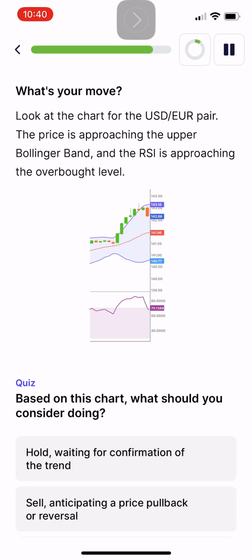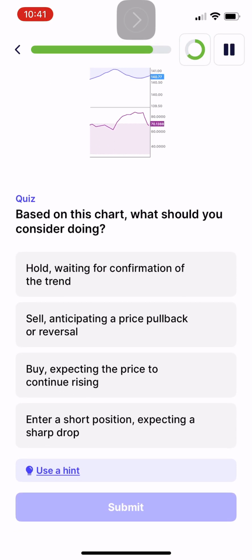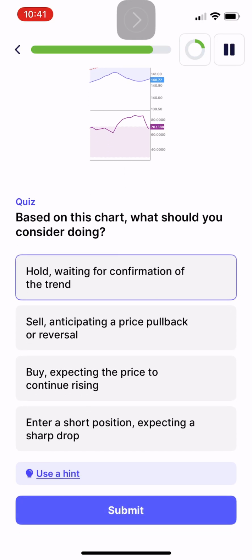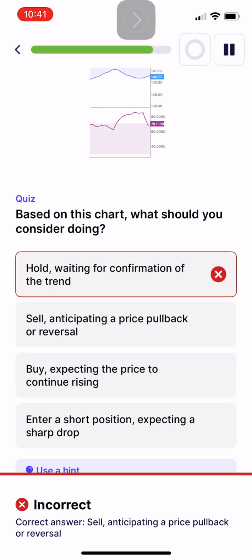Time for a quick quiz. Look at the chart for the USD-EUR pair. The price is approaching the upper Bollinger Band and the RSI is approaching the overbought level. Based on this chart, what should you consider doing? Hold, waiting for confirmation of the trend. Sell, anticipating a price pullback or reversal. Buy, expecting the price to continue rising. Enter a short position. No, the correct answer was sell, anticipating a price pullback or reversal.